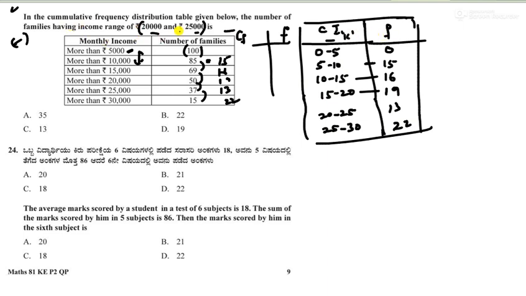Now what have they asked, the number of families having income range of 20 to 25. So 20 to 25 is 13. Okay, so option number C is the right choice. It was a little lengthy, but you can do it. Okay, moving to the next question, question number 24.